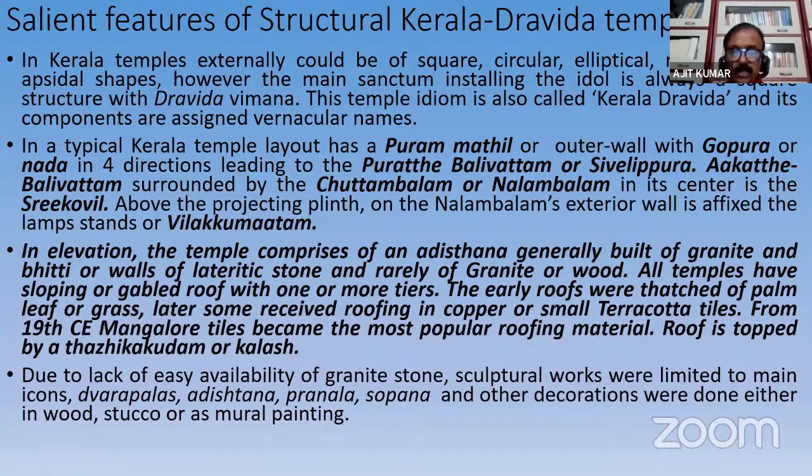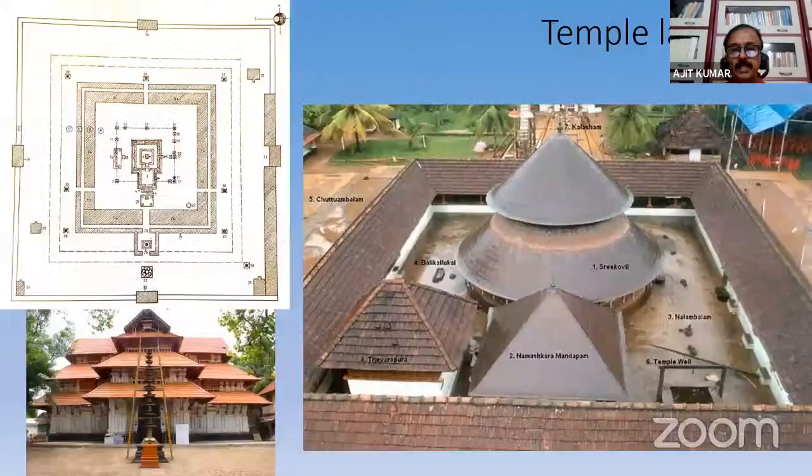Due to the lack of availability of granite stone, the sculpture works are limited to only the main icons in the sanctum sanctorum, Dwarapalas, Adhisthana, Pranala, Sopana, or sometimes Buddha figures under the Pranala. Other decorations were done in wood, stucco, and mural paintings. This is the layout of the temples.